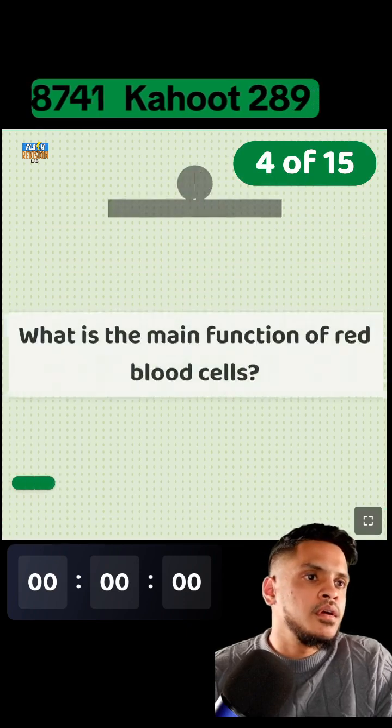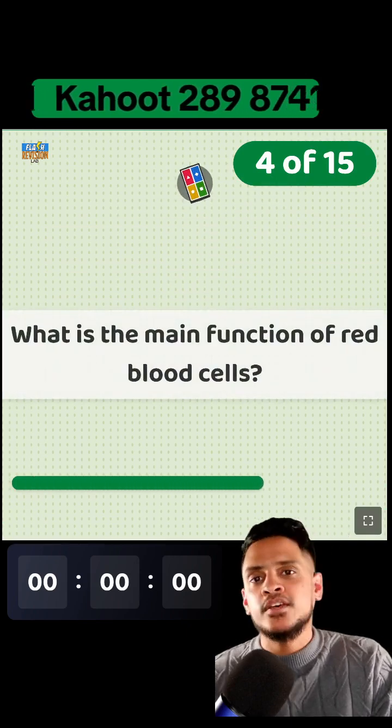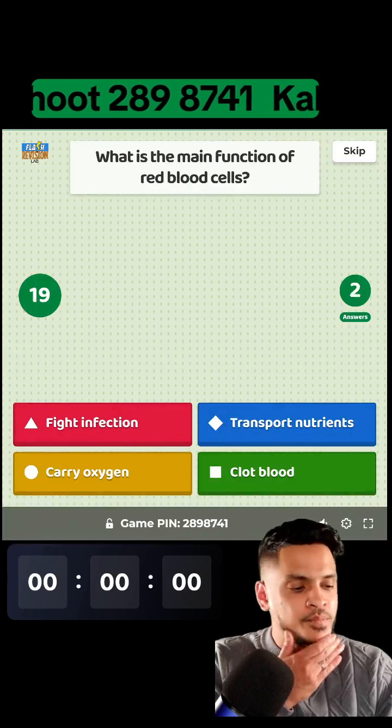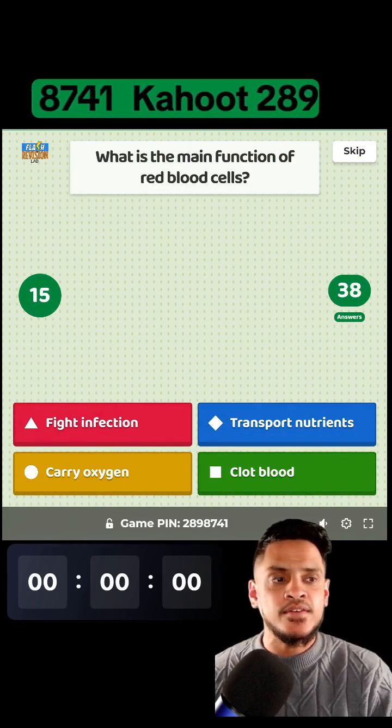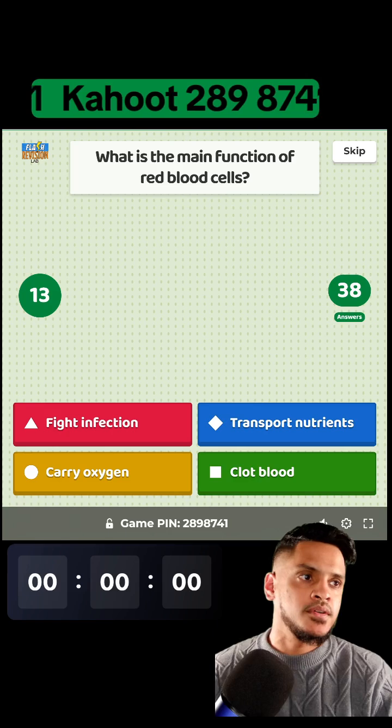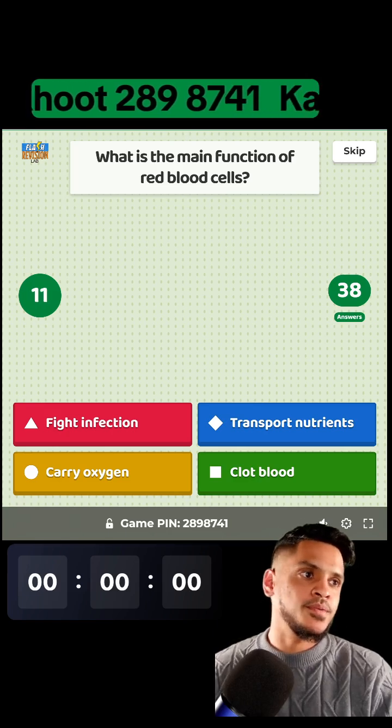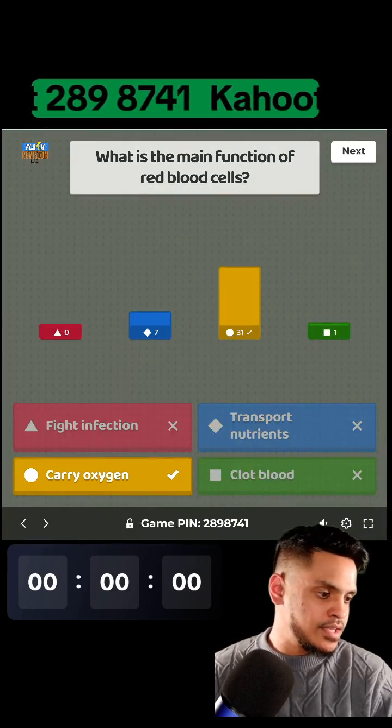What is the main function of red blood cells? We did this in a question earlier. What do red blood cells do? What do you guys think? Fight infection, transport nutrients, carry oxygen, or clot blood? That was some quick answering. We've got 38 people who have already answered.